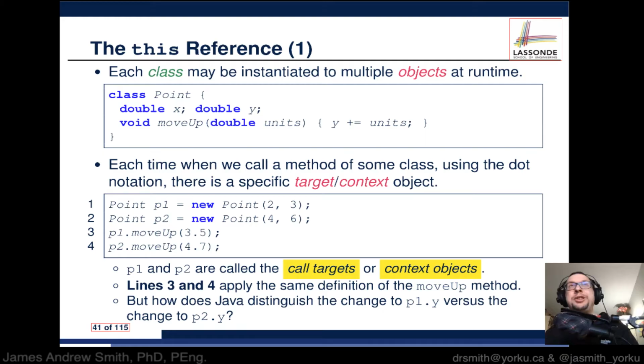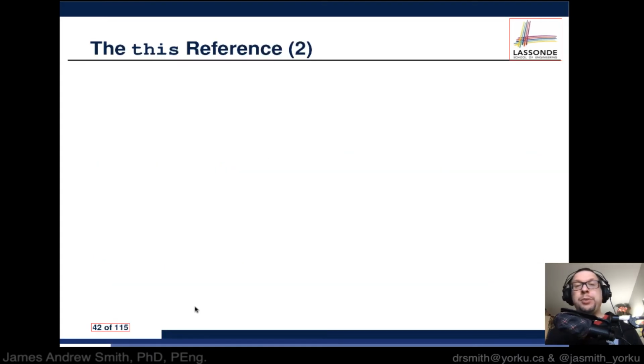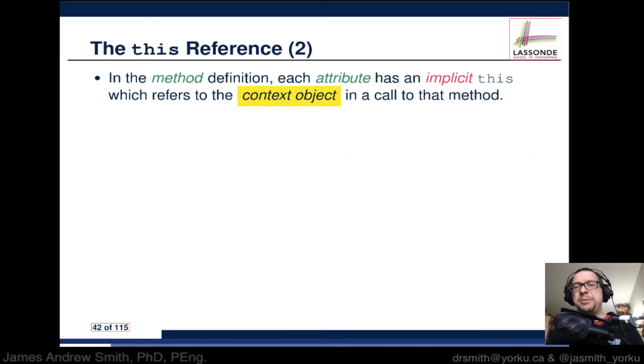Now, the question becomes, as you know, we put stuff in memory and we've got these different objects. How does Java distinguish the changes that occur to P1 versus changes that occur to P2? So how do we know that something is happening to object P1 and not happening to object P2, for instance? Well, this is where the this comes into play.